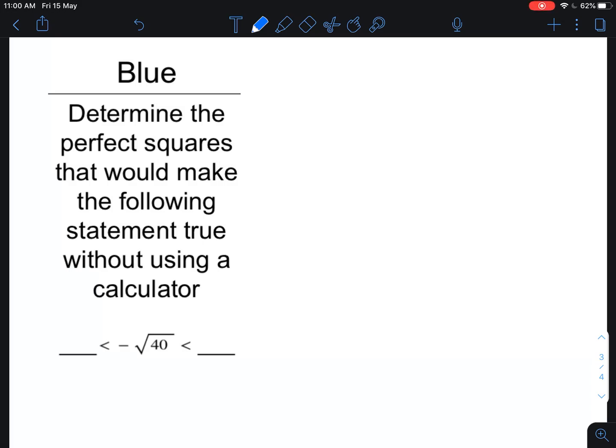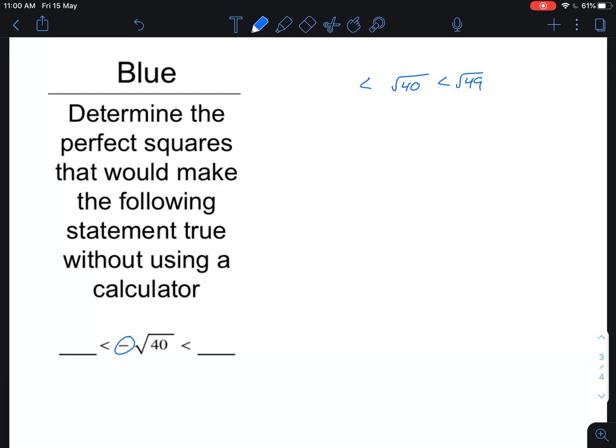All right, to answer the blue question, we're trying to figure out the two perfect squares that would make the following statement true without using a calculator. So one thing to notice here is this is a negative square root of 40. So if I'm looking at the positives, the square root of 40, the two perfect squares it's going to be between: it's going to be less than the square root of 49. That's a perfect square, which is equal to 7.